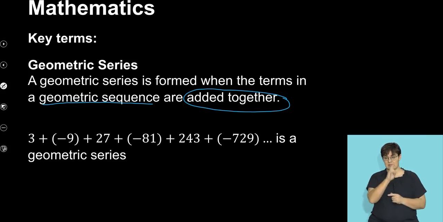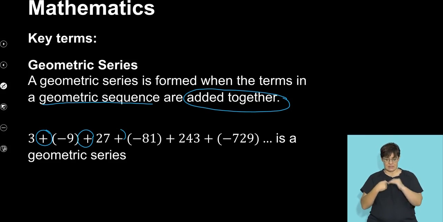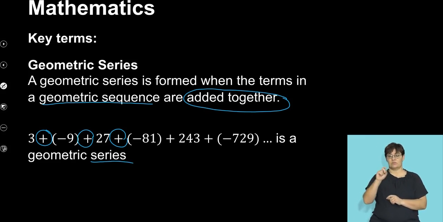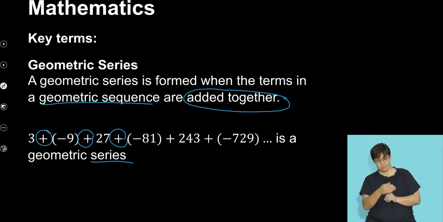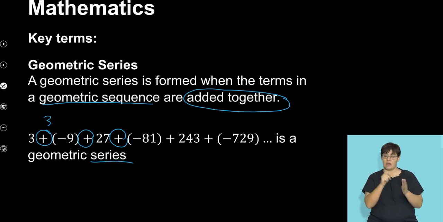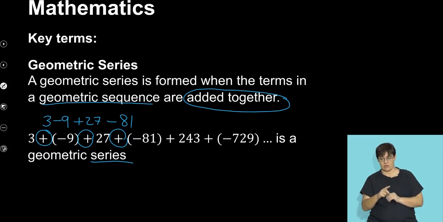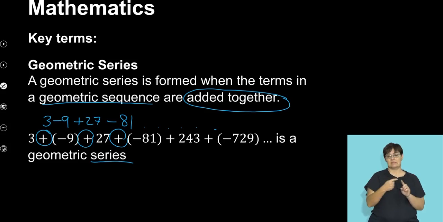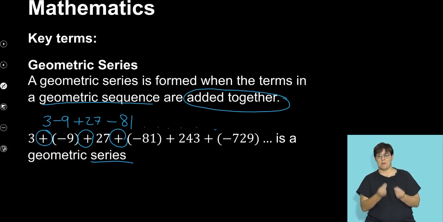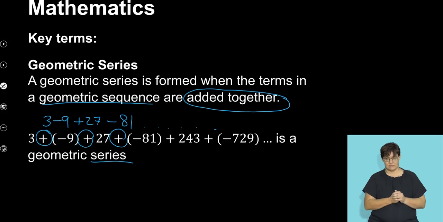So below you can see 3 plus -9 plus 27 plus -81 going on. We know that this is a series because there's actually addition involved. But please note it could actually be written as 3 minus 9 plus 27 minus 81. So a series may also just have negative signs in between, because those values are still being added together. Because when I add a negative value, it still is negative. Great, let's look at the next slide.